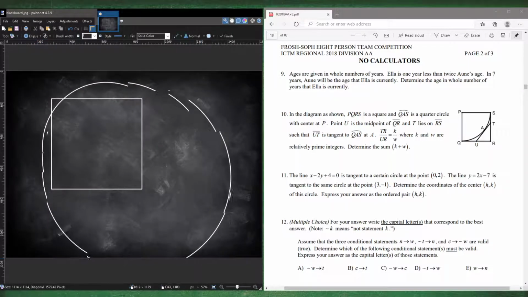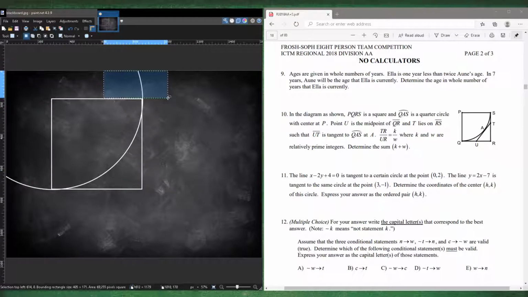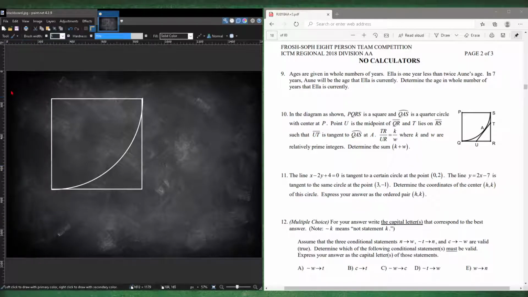And we have some kind of really big circle. Okay, maybe that was a little bit too big. Okay, so something like that. Looks fine. And now we also have a point on this side, which is the midpoint. And then from that point, we have a line tangent to the circle.